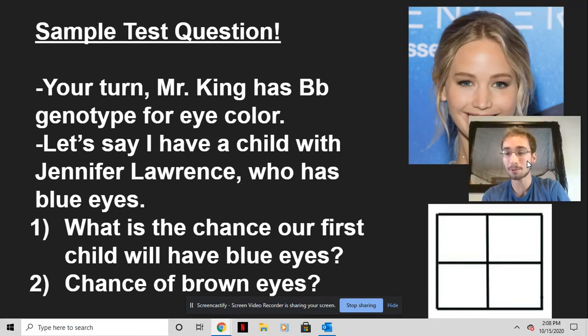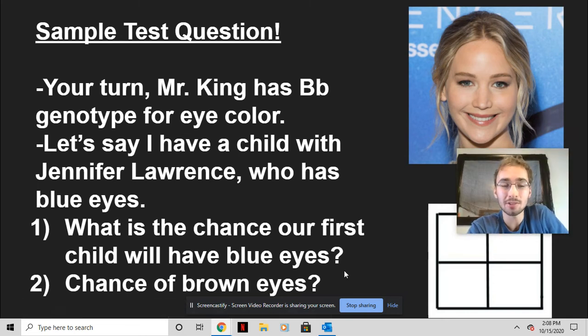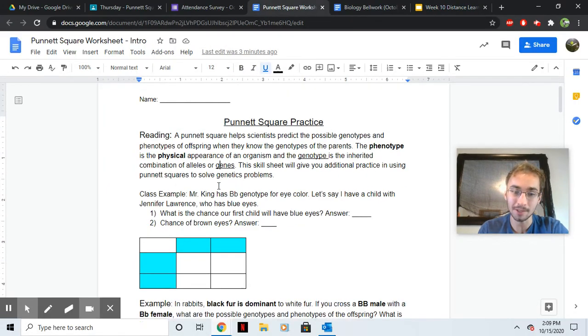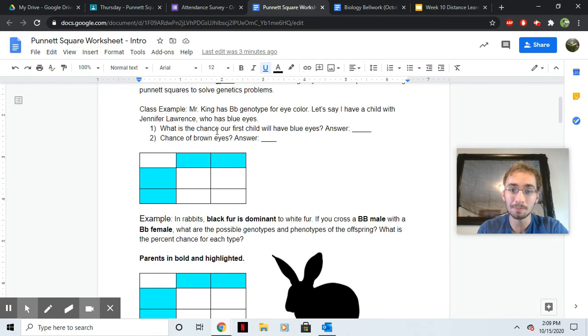Next, we're going to do this one together. Mr. King has a big B, little b, brown eye genotype, and let's say you have a child with Jennifer Lawrence who has blue eyes. What is the chance our first child will have blue eyes, and what is the chance they will have brown eyes? We're going to go right here, to the Punnett square worksheet. Please put your name on it. Remember, I have big B, little b, so I'll put the genotypes here. Jennifer Lawrence has blue eyes, so she has to have 2 little b's. Do the capitals first. This big B will drop down on both of these, and then this little b will drop down. And then these little b's will come across.